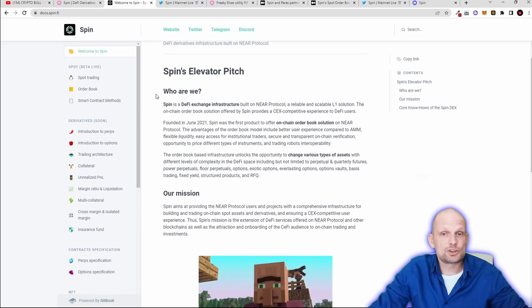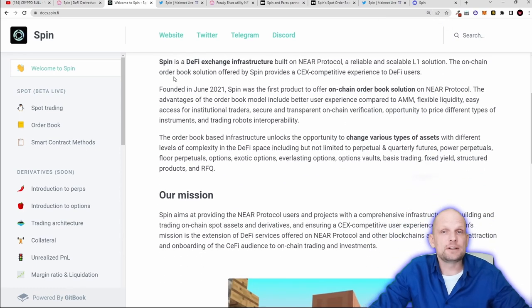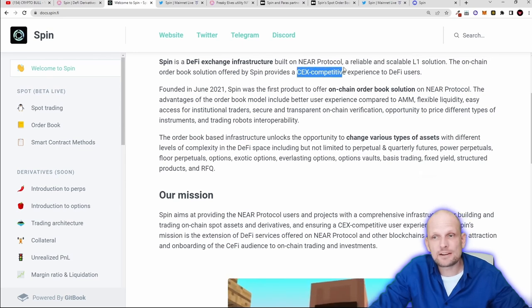Spin's elevator pitch, who we are. Spin is a DeFi exchange. Actually, I will make it a bit bigger so you can also see, guys. So Spin is a DeFi exchange infrastructure built on Near protocol. And as you know guys, Near protocol is one of the fastest blockchains out there and a reliable and scalable L1 solution. The on-chain order book solution offered by Spin provides a CEX-competitive experience, this means a centralized exchange competitive experience, to DeFi users.